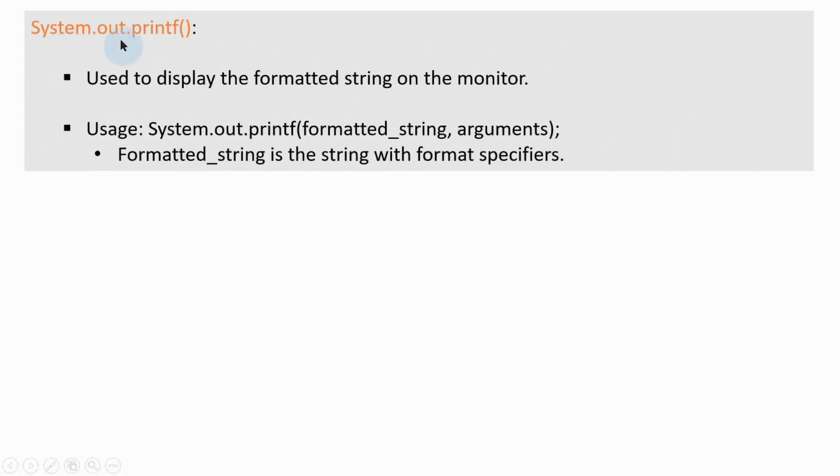Now the third display method we are going to see is the printf method. The use of the printf method is to display a formatted string. See here the usage is System.out.printf. As input arguments, you are going to provide the formatted string as well as arguments, where the formatted string is nothing but the string with format specifiers, and the values of those arguments will be displayed in the place of format specifiers in the proper order.